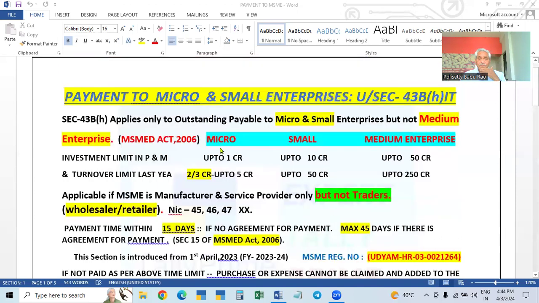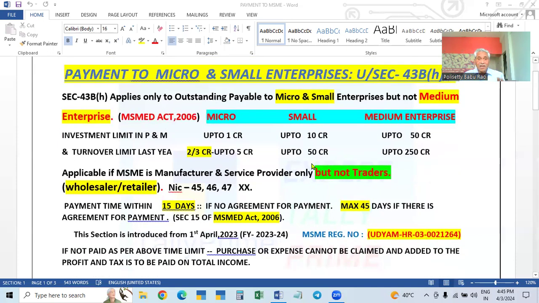And one more thing is, any supplier organization registered under the MSME Act will get a certificate and they will get the MSME registration number. That registration number is called the Udyam registration number. MSME registration is also called Udyam registration.